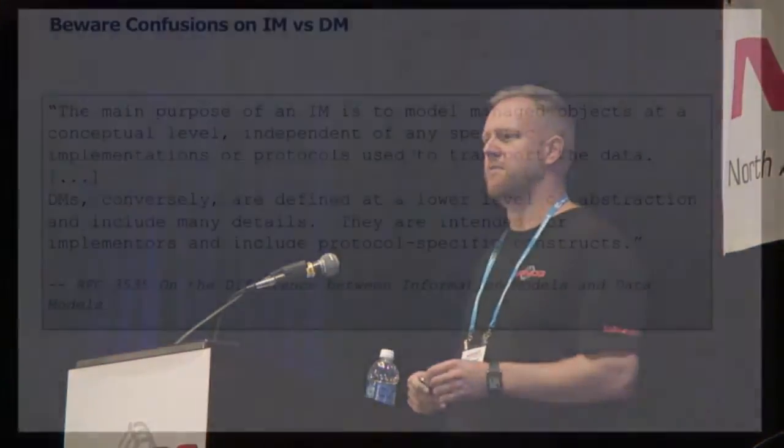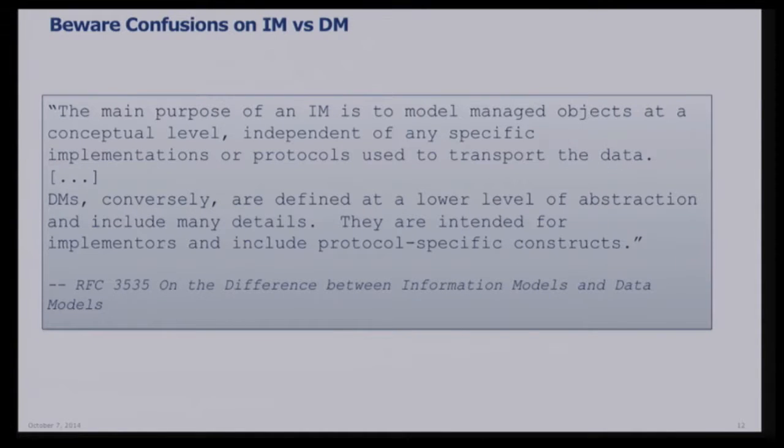Also, another thing that kind of trips me up at times is the difference between information models and data models. There's a great RFC, again, no, that's actually wrong. That's not 3535. It's another one. You guys will have to Google on the title. It's on the difference between information models and data models.